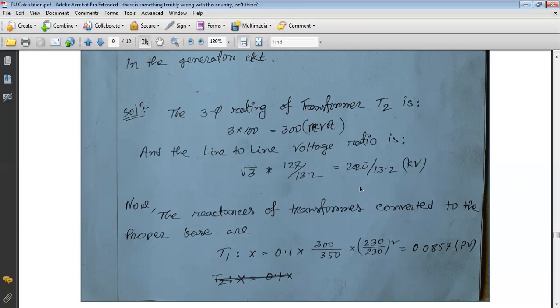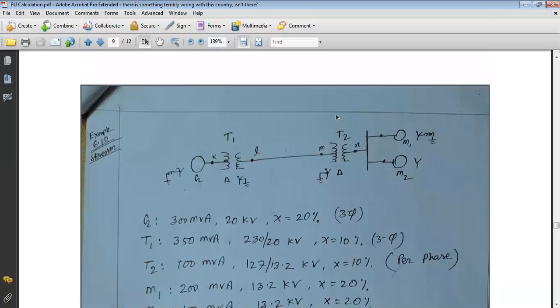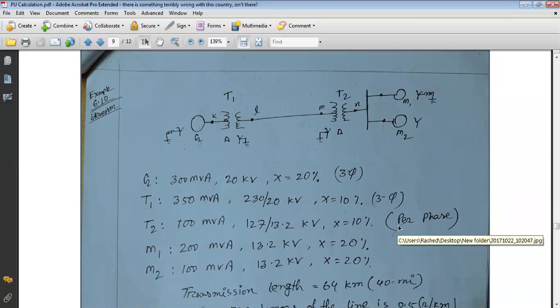So now the three phase rating for the transformer T2 is, the power rating is 300 megavolt ampere and the voltage rating is 220 kilovolt by 13.2 kilovolt. So for this transmission line, now all ratings are converted for three phase. After this conversion, the calculation procedure is the same as we discussed in our last lecture. This is the same process.